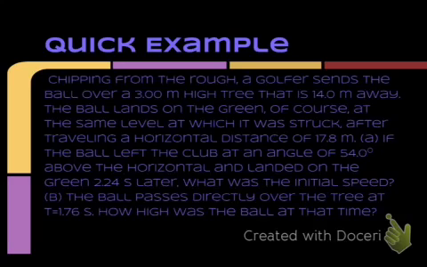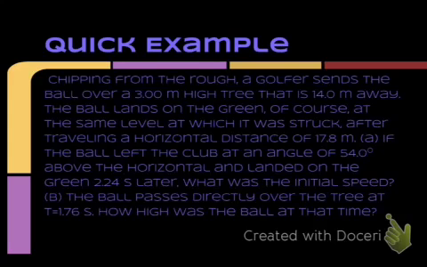So, chipping from the rough, a golfer sends the ball over a 3-meter high tree that is 14 meters away. The ball lands in the green, of course, at the same level at which it was struck, after traveling a horizontal distance of 17.8 meters. In A, if the ball left the club at an angle of 54 degrees above the horizontal and landed on the green 2.24 seconds later, what was the initial speed? And then B, the ball passes directly over the tree at 1.76 seconds. How high was the ball at that time?